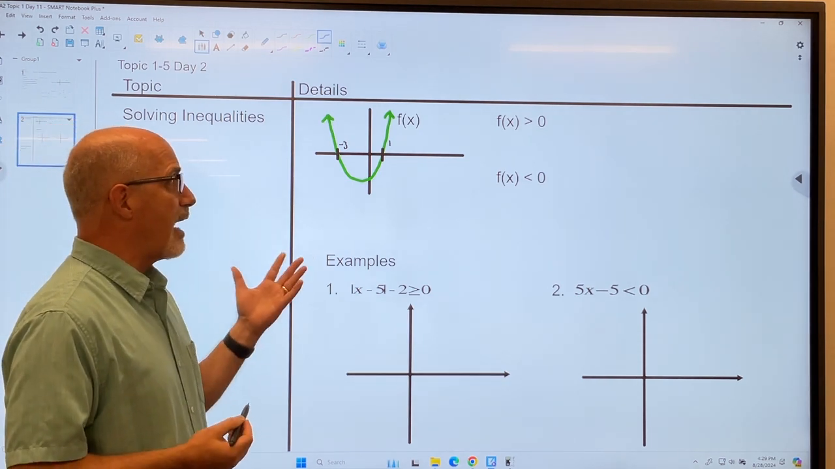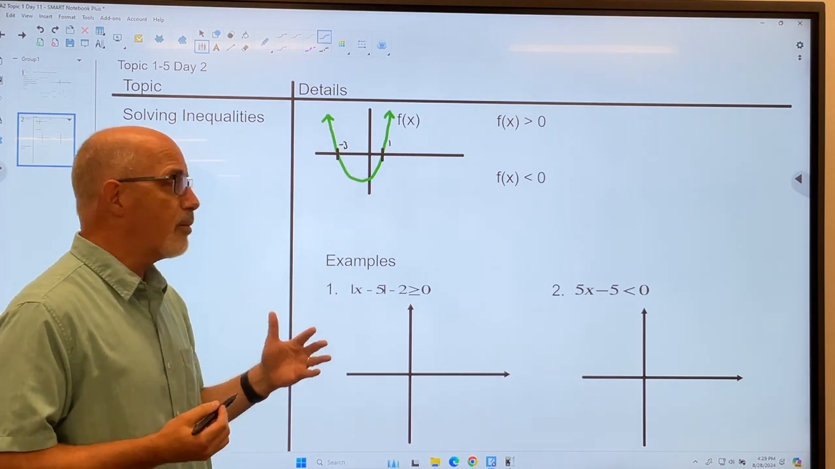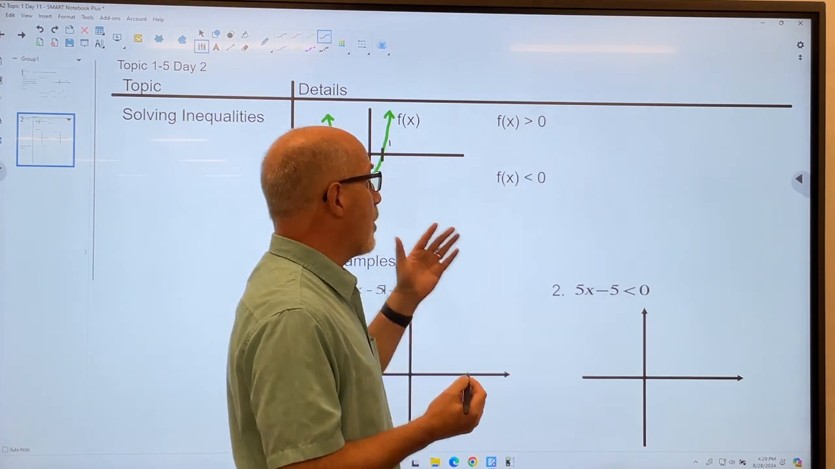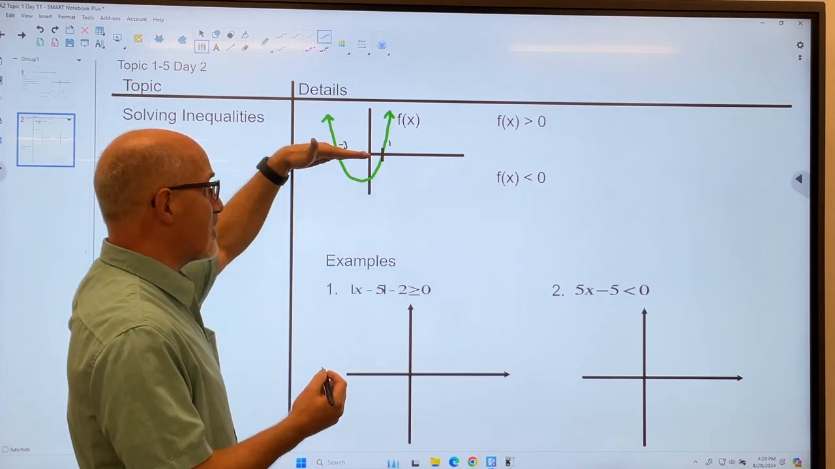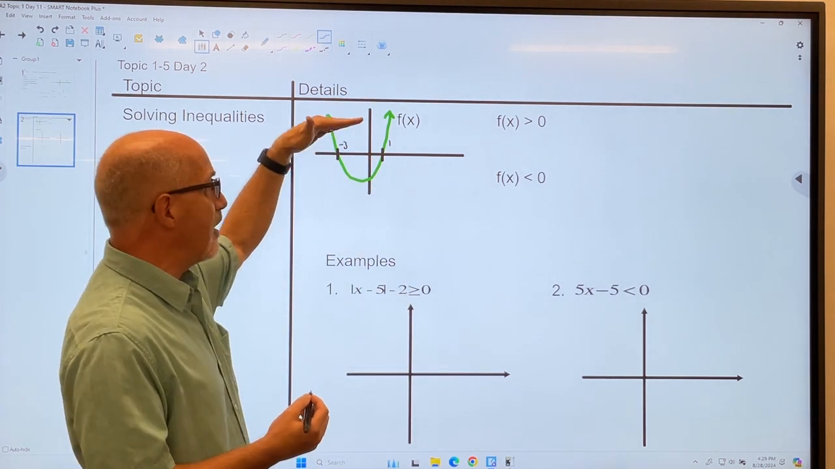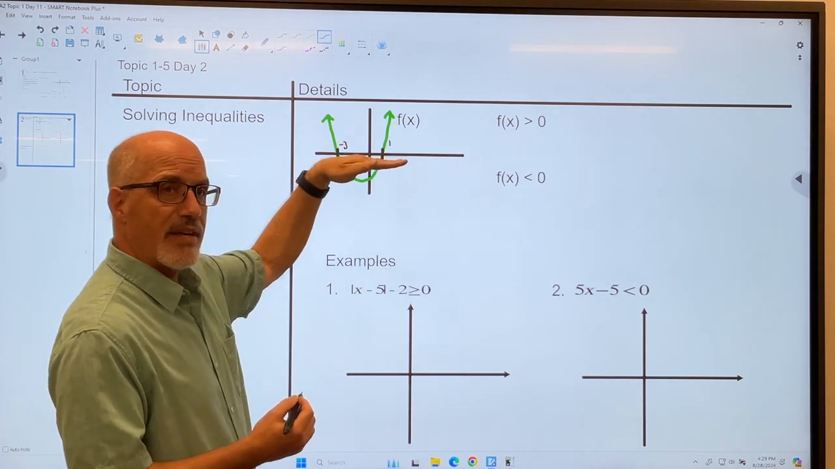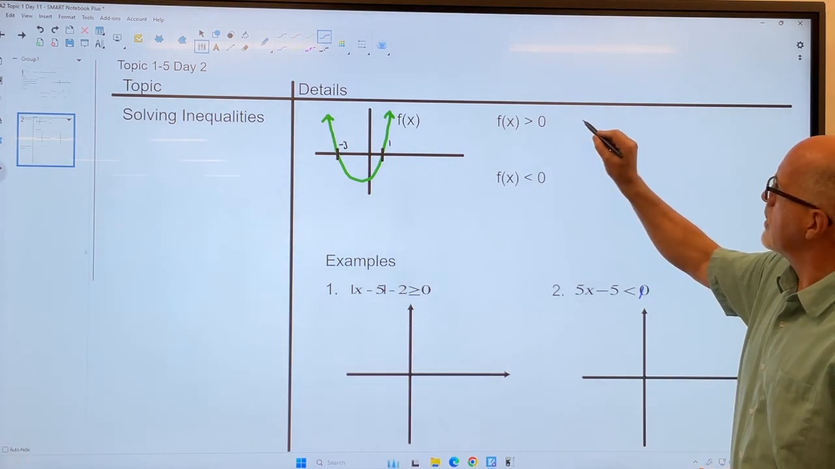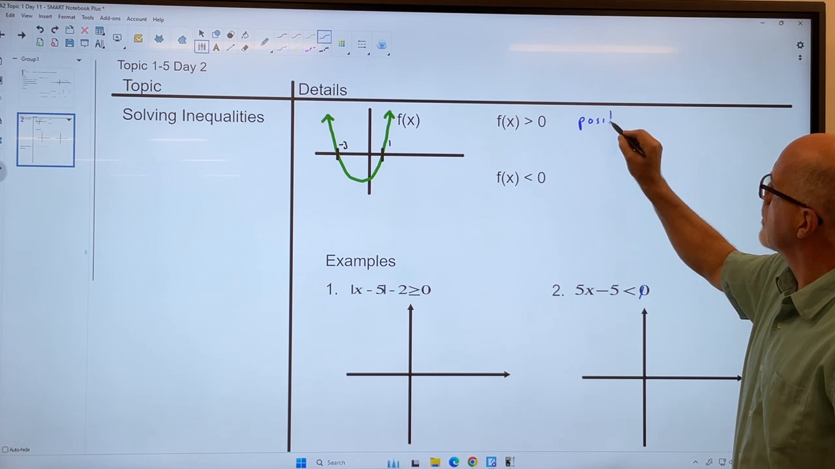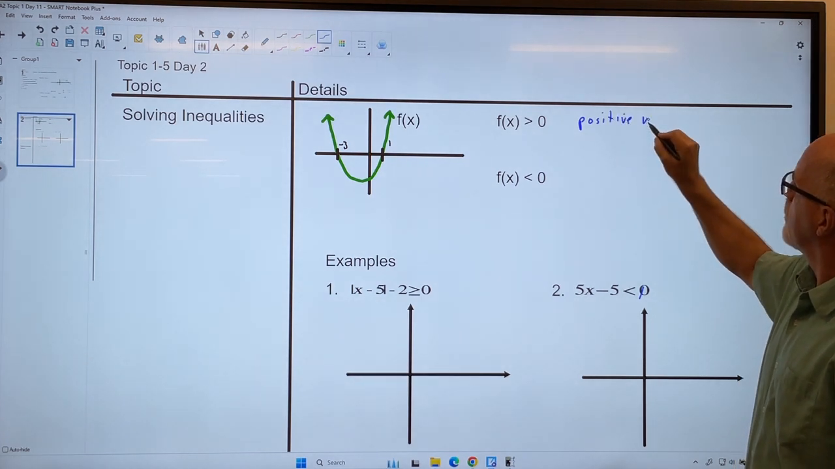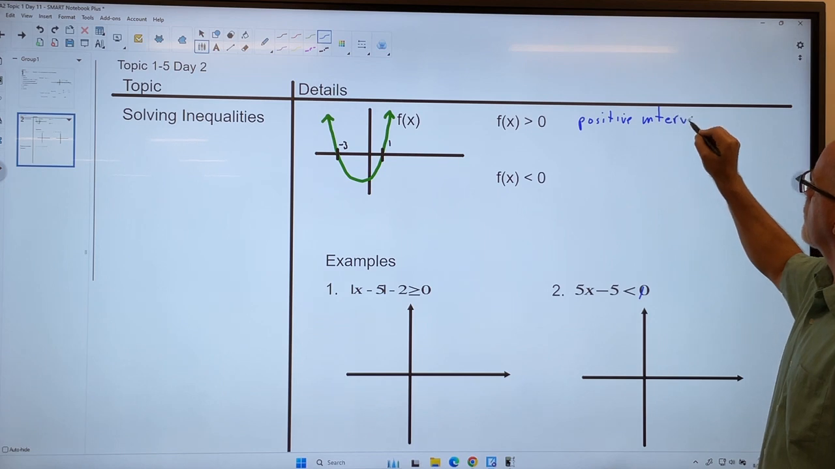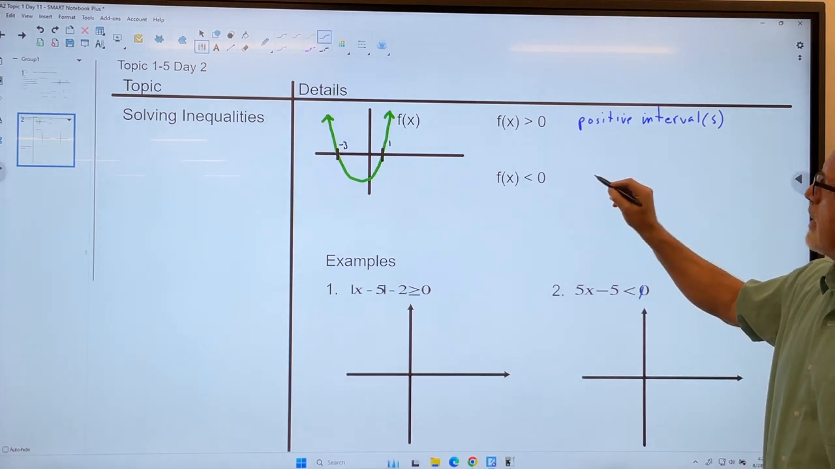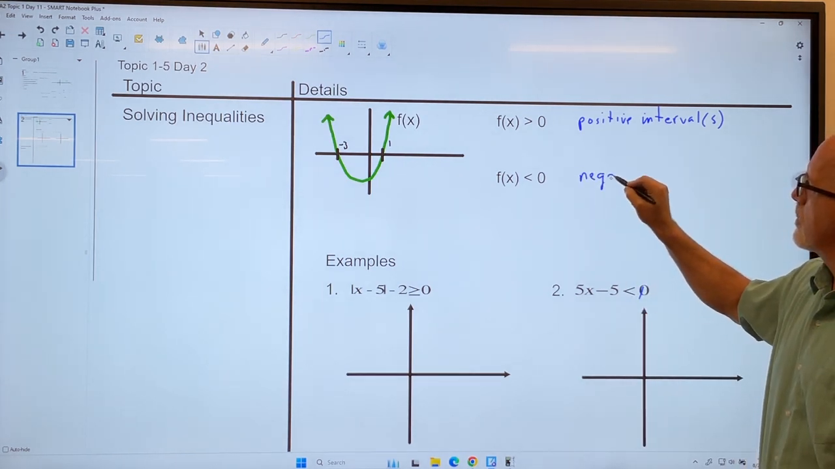If we have an f of x graph, really when we're doing an inequality, if it's saying solve f of x greater than 0, what we're really just asking is, when does this graph have a positive interval? And then when it's less than 0, when does it have a negative interval? So if we just summarize it, this would be positive intervals. Sometimes there's just one positive interval, sometimes there's more. This would be negative intervals.